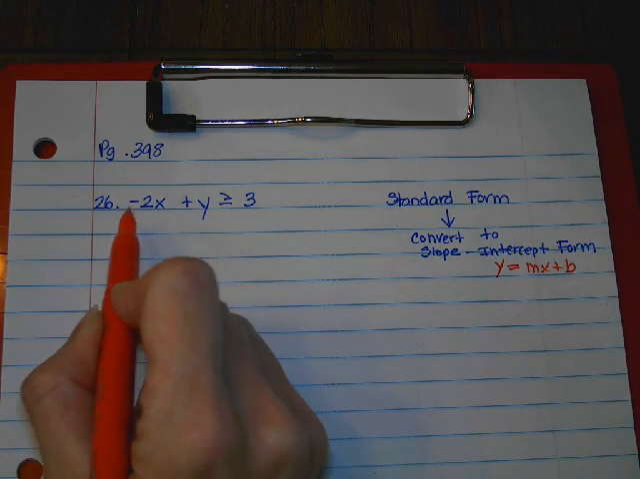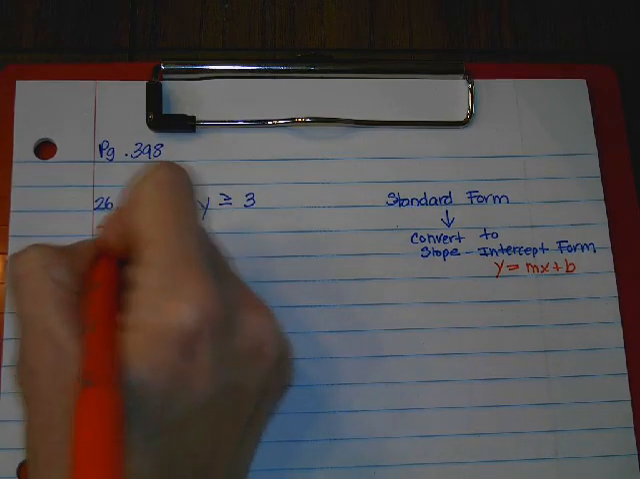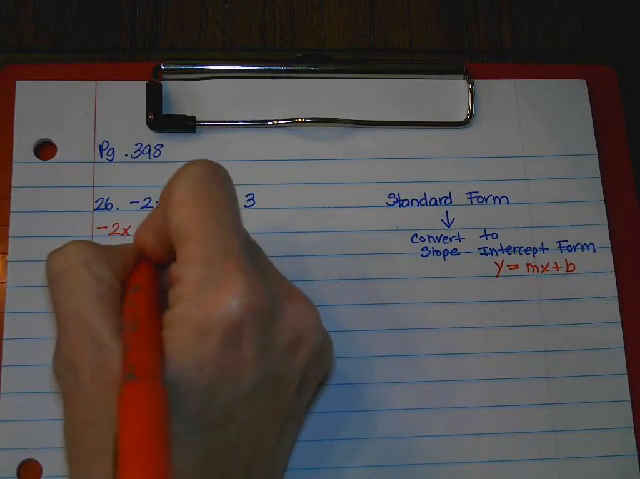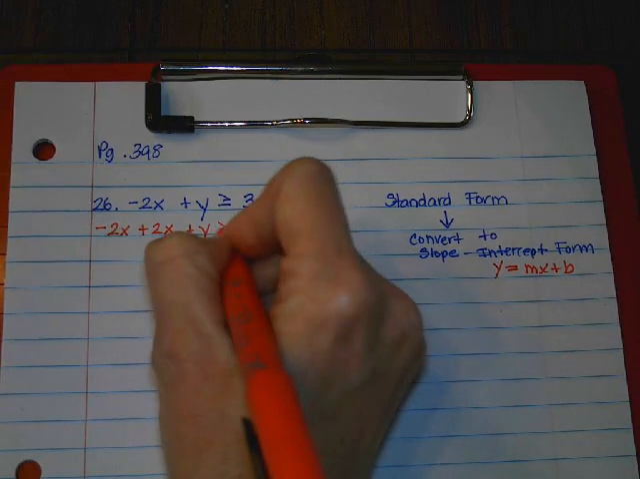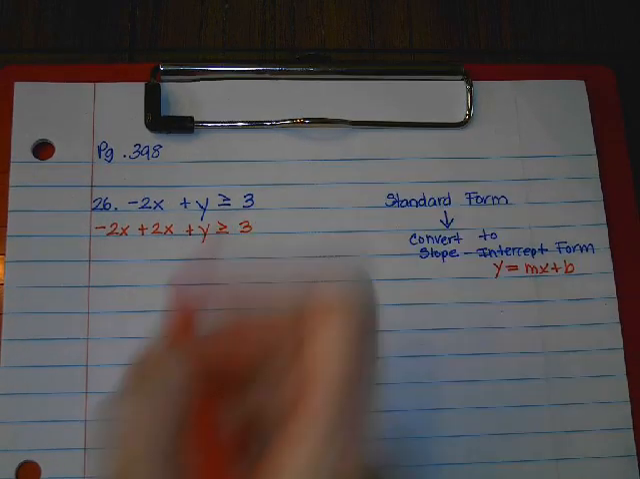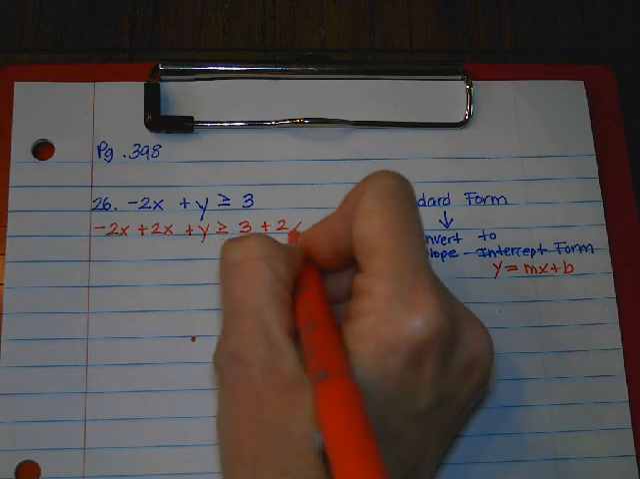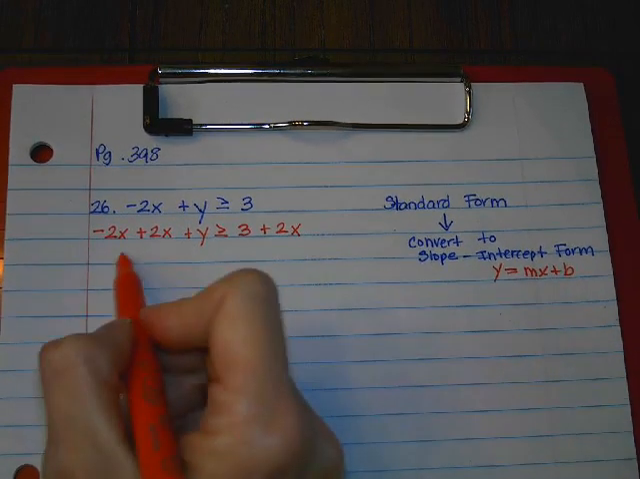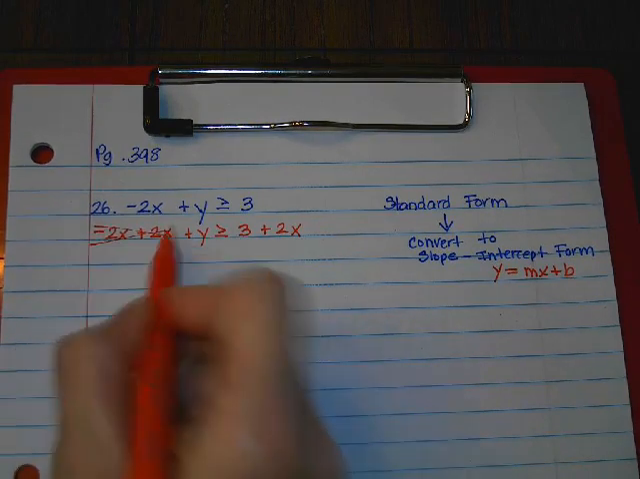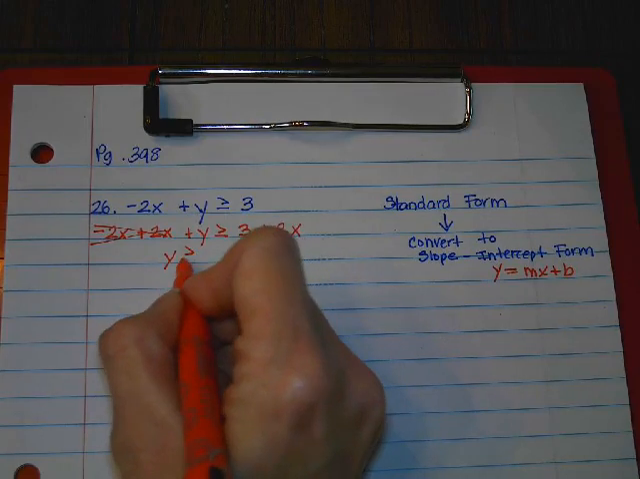So how can I move a minus 2x over here to the right side? That's correct. We add, because the opposite of minus 2x is plus 2x. We got our plus y, our inequality sign. And if I add 2x on the left, I have to add 2x on the right. Negative 2x plus 2x cross each other out, leaving me with y is greater than or equal to.